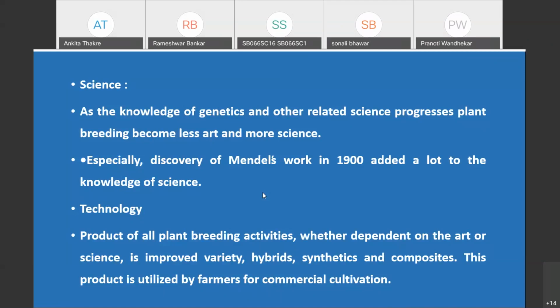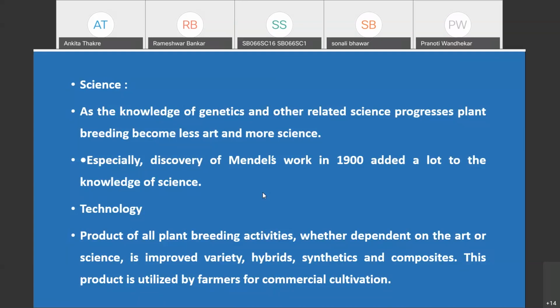Okay, technology means what? A new product is created and it is used for human beings' use. Just like that, in plant breeding, the new crop variety which is superior, better than the existing one, is released, and that superior variety is the product which is provided to the farmers for commercial cultivation. And that's why nowadays plant breeding is rightfully referred to as a technology.